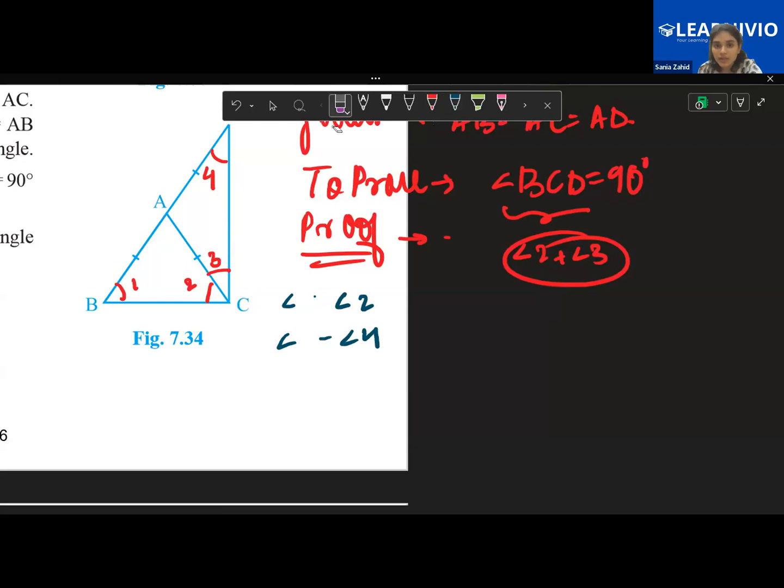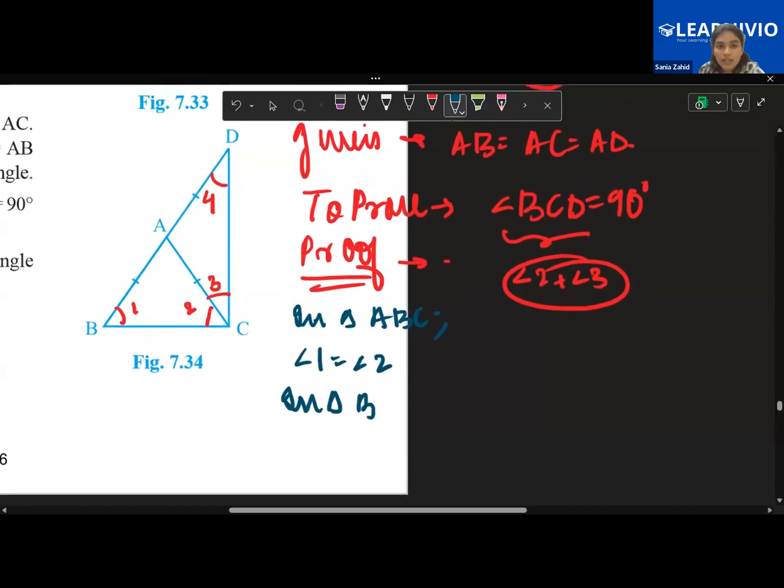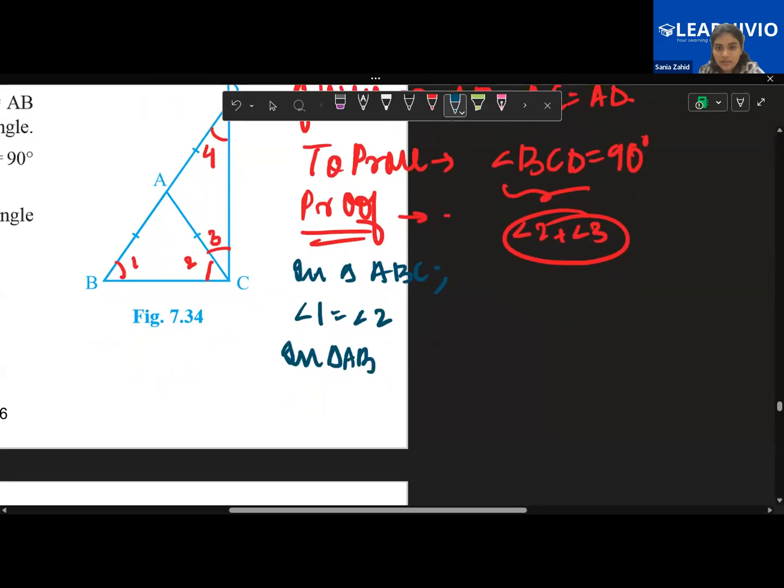Now, children, see, you don't just write it, you write the whole statement. First, you will write in triangle ABC, angle 1 is equal to angle 2. And in triangle, then I'm taking the bigger triangle, so BCD. No, ADC. Angle 3 is equal to angle 4.